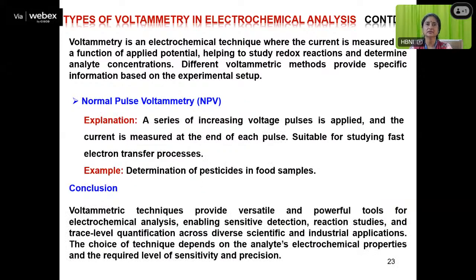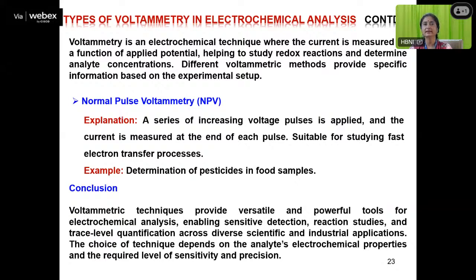Now, normal pulse voltammetry. A series of increasing voltage pulses is applied and the current is measured at the end of each pulse. It is suitable for studying fast electron transfer processes, and determination of pesticides in food samples is one of the examples. So now what is the conclusion when you look at all these things? Voltammetric techniques provide versatile and powerful tools. As you have seen from the examples, it is widely used, starting from metal ion detection to biology to detection of organic molecules and everything.